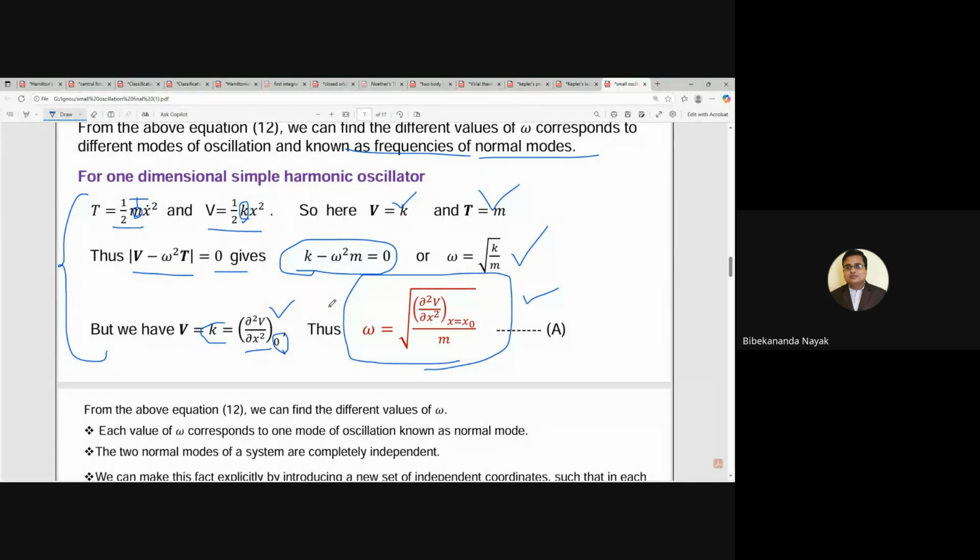Is it clear or not? Here you know this formula omega is equal to root over K by M. But this K comes from del square V by del x square. Some potential will be given and you are asked to find the frequency of oscillation. You can calculate it by taking this second derivative.